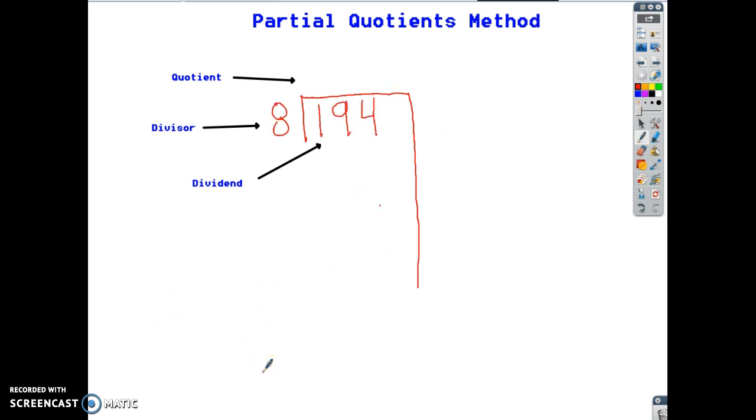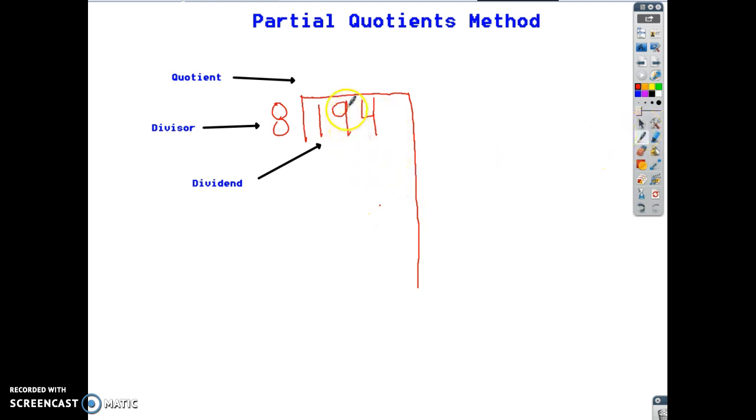Alright, so here is another example, a little bit harder, but it's going to be the same concept. So, again, you've got your dividend, which is 194, divided by 8. So we're really thinking about how many 8s fit into 194, which again, you can't do in your head, so that's why I'm showing you the partial quotients method to break it down into parts, and then eventually you'll get the answer.